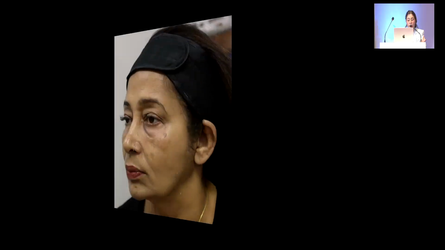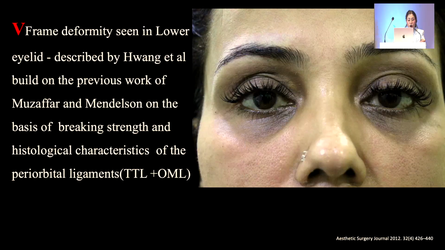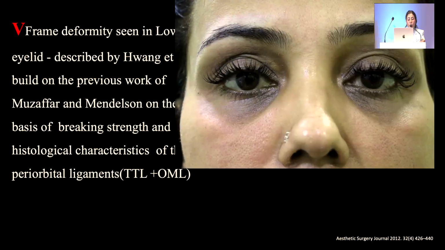So these are some of the patients where you can see before and after the procedure, even in the elderly patient, where this negative vector gets corrected into a positive vector. Another periocular indication is the correction of the V-frame deformity.